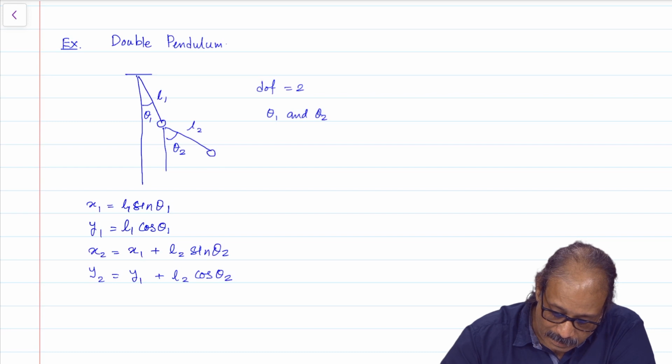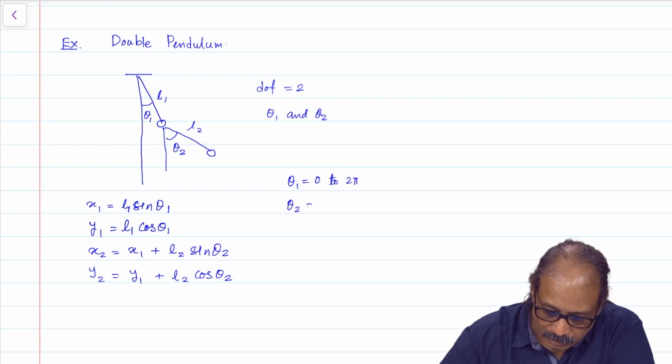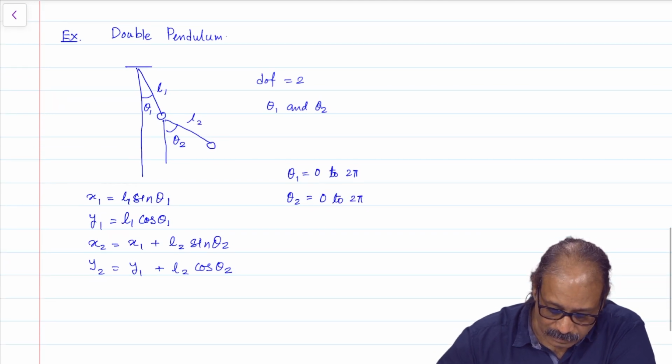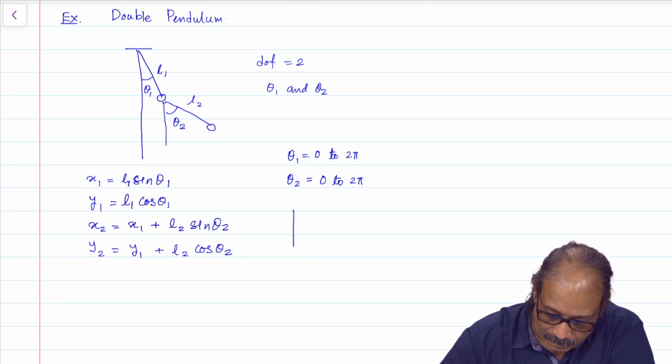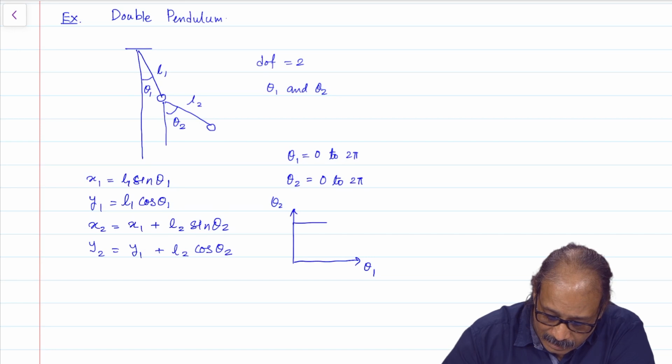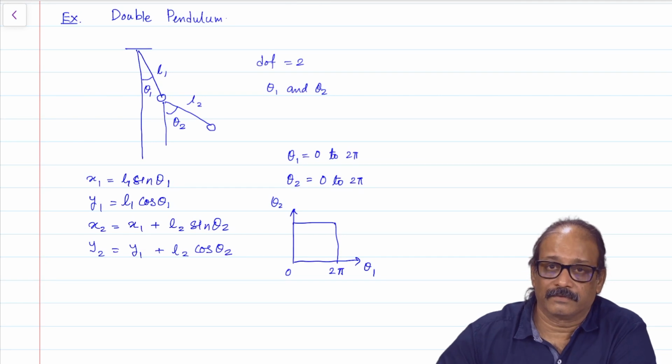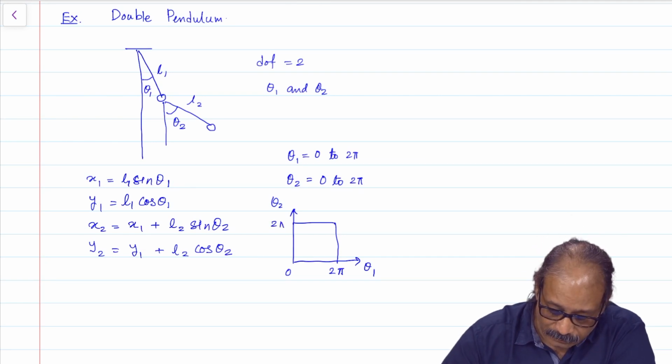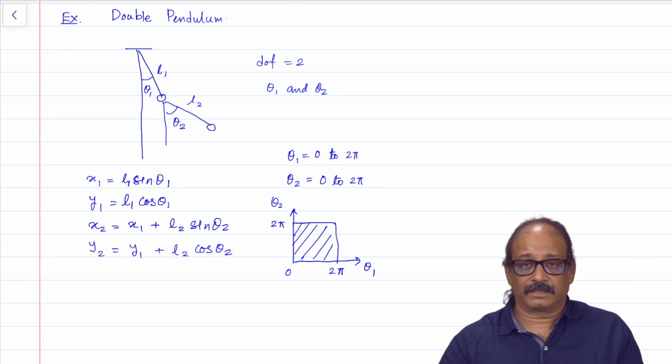So, theta 1 variable here goes from 0 to 2 pi, and theta 2 also goes from 0 to 2 pi. Okay. I could of course plot these in 2-dimensional plane. I can plot theta 1 on this axis and theta 2 on this axis, and the accessible region here is between 0 and 2 pi for theta 1 variable and 0 and 2 pi for theta 2 variable. Okay. This is the accessible region of the configuration space.